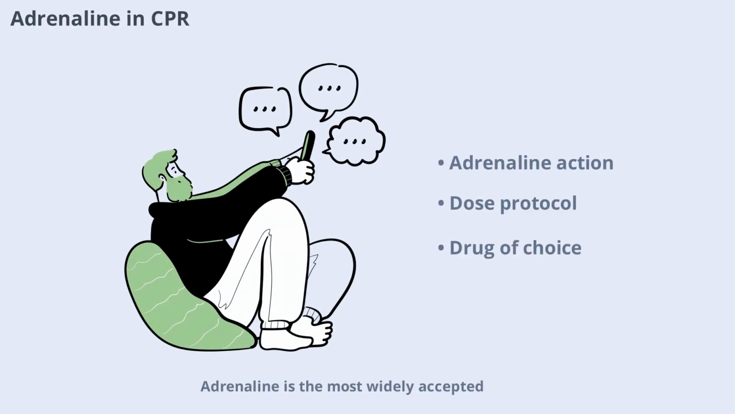Adrenaline is the most widely accepted vasopressor drug for CPR since the 1940s. Its alpha-adrenergic properties increase peripheral resistance, raising aortic diastolic pressure and improving coronary blood flow. The empirical dose is 10 micrograms per kilogram of body weight, repeated every 5 minutes. Adrenaline remains the drug of choice for cardiac arrest, providing critical support during resuscitation.